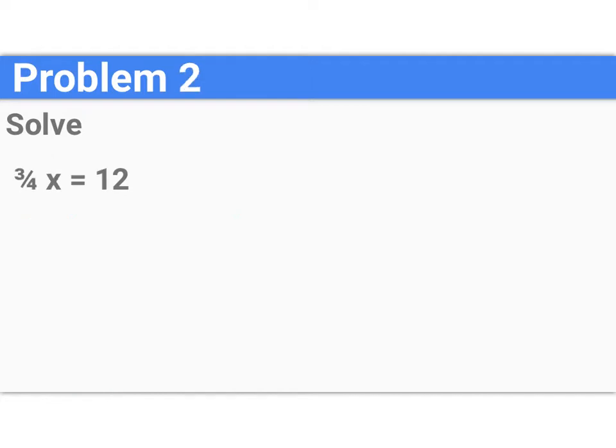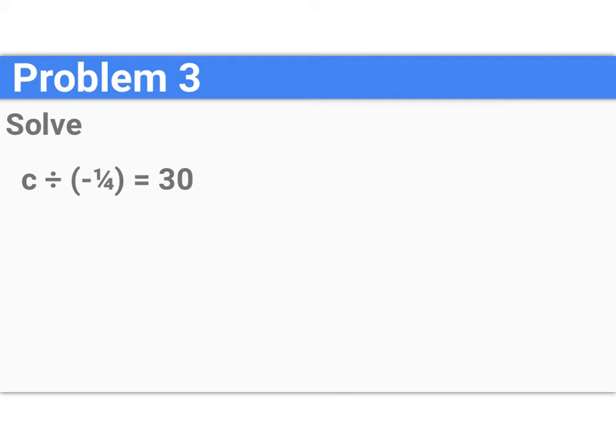Okay. 3x over 4 equals 12. Multiply both sides by 4. You get 3x equals 48. Divide by 3. X equals 16.